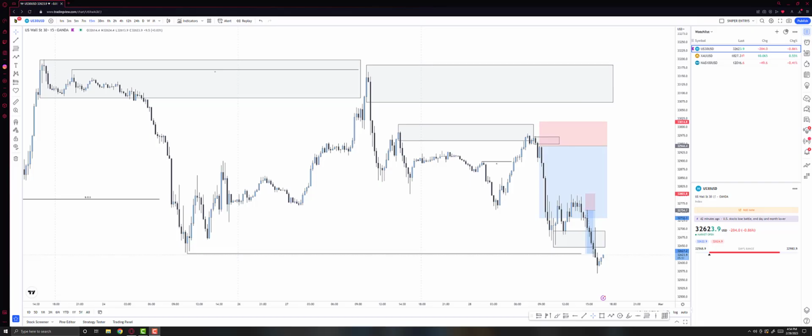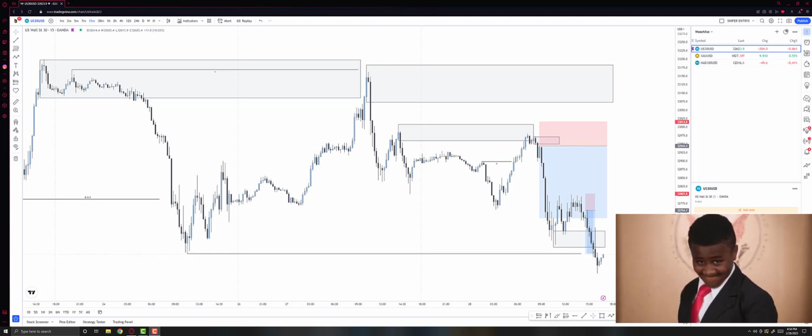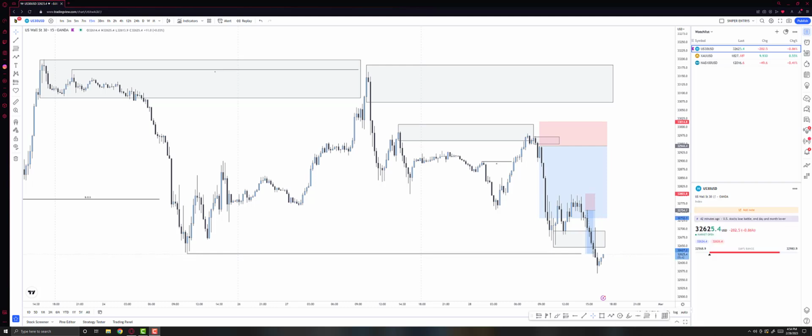Today, we're going to be doing a breakdown analysis of a US30 trade that I took this morning that made me over $63,000. And as you already know, I'm going to go through my breakdown analysis, my entry, my confluences, literally everything that I saw in order for me to take this trade.